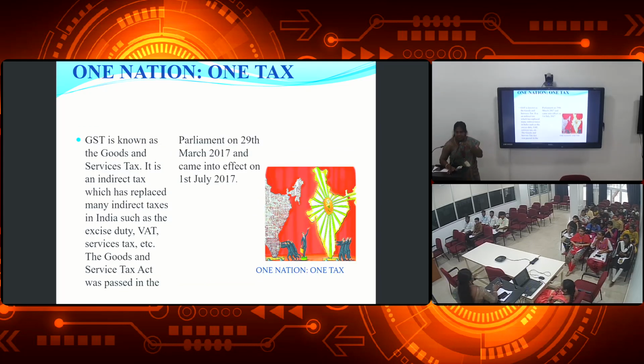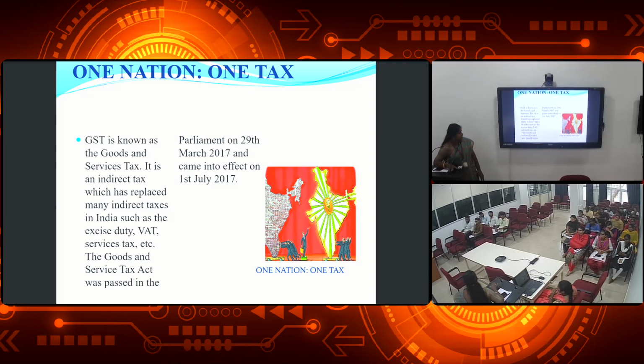So, one nation, one tax. In recent days it has been implemented. Everyone is saying one nation, one tax. That is called GST, Goods and Services Tax. It is an indirect tax, and it is going to replace the earlier indirect taxes. So the indirect taxes have been replaced by GST.